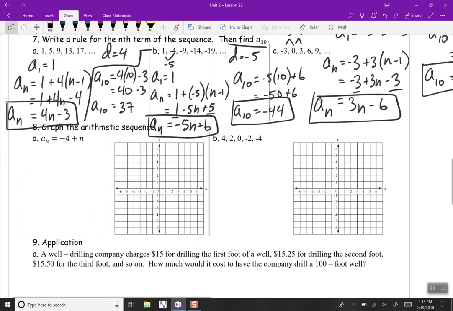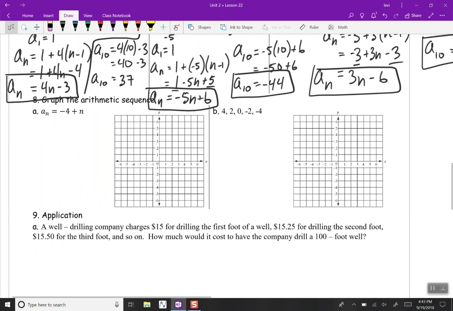Eight, graph the arithmetic sequence. So we can just pick some numbers here. Pick a number like n and a sub n, right, for x and y. So let's pick, how about negative 5, 0, and 5 for that one.